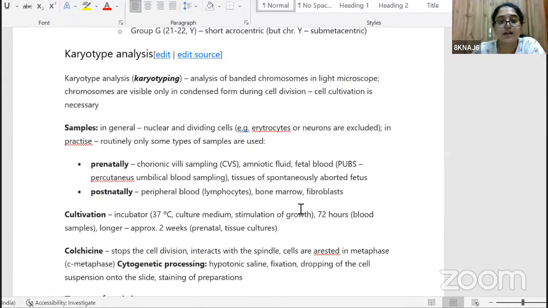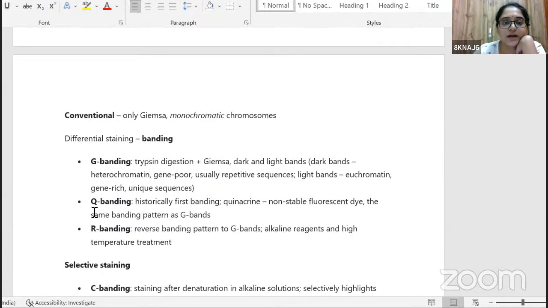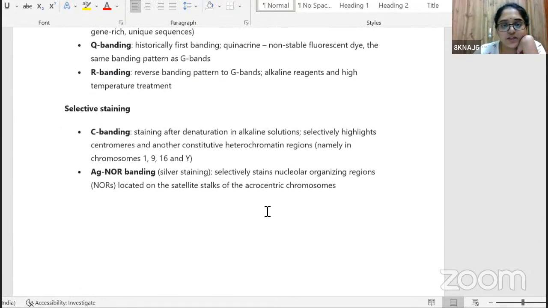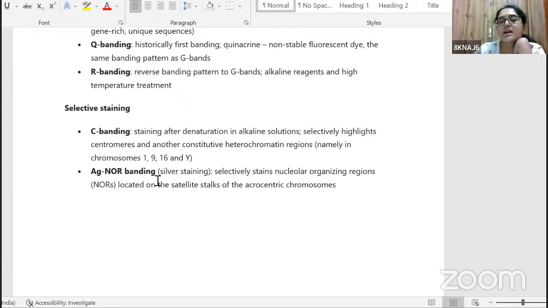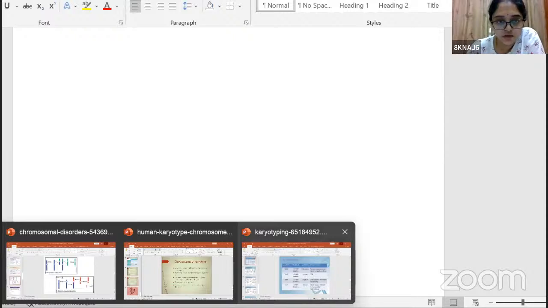So when you see the analysis, like they have already told you, prenatally it is chorionic villi sampling, amniotic fluid and the fetal blood. Postnatally it is the peripheral blood, that is lymphocytes, or bone marrow or the fibroblasts. Culture and technique, staining is given over here: conventional, G banding, Q banding, R banding. Selective is the C banding and the AG NOR banding. AG means silver, so silver staining wherein the nucleolar organizing regions are stained or banded. Let me see, there should be one more.